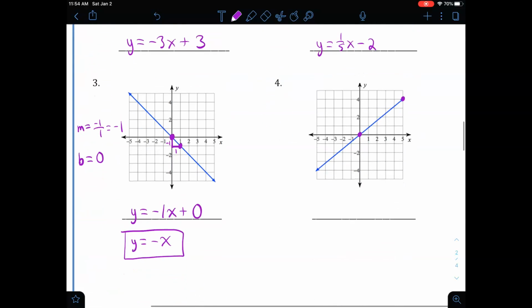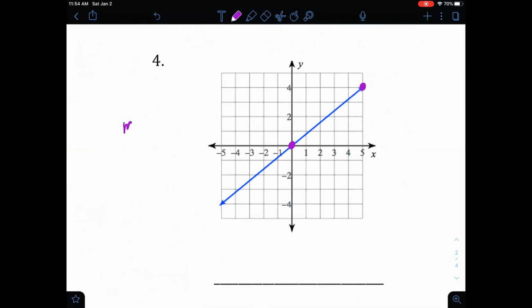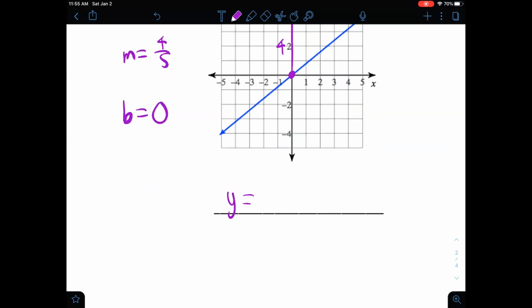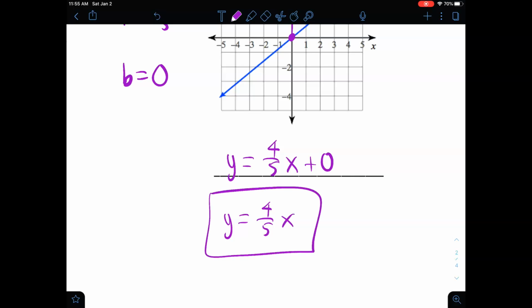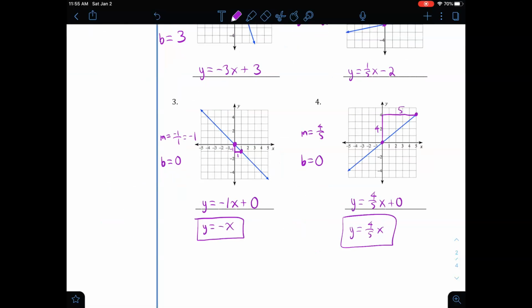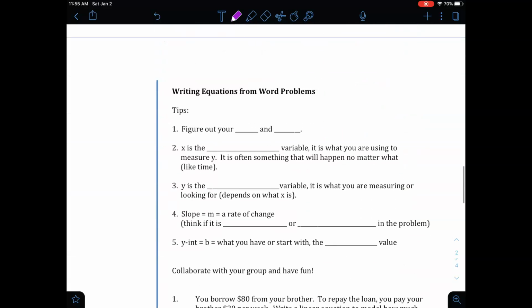All right, and then number 4. Number 4, m for this one, starting with the left-hand point, we go up 1, 2, 3, 4. We go over 1, 2, 3, 4, 5. It's going to be 4/5. And our b is going to be where it crosses the y-axis at 0. So it's going to be y equals 4/5 x plus 0. Do we need the plus 0, though, or no? We do not. It's going to be y equals 4/5 x. Okay, moving on.